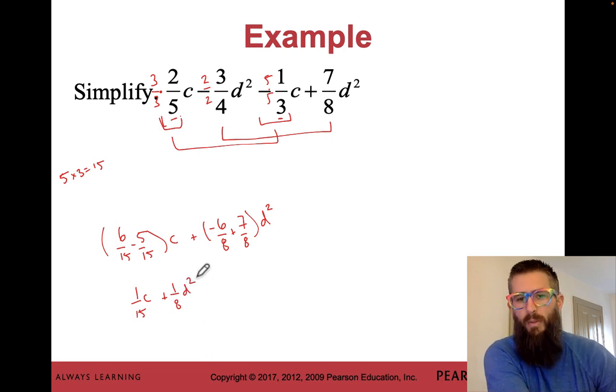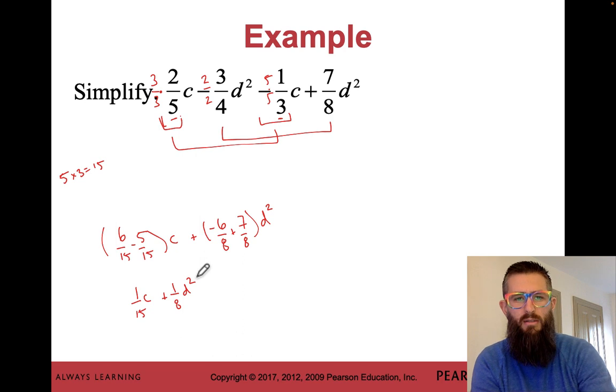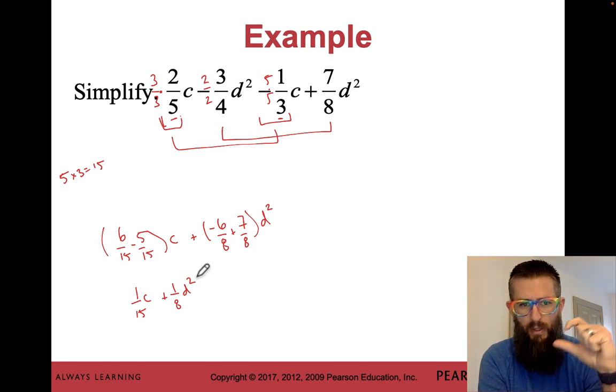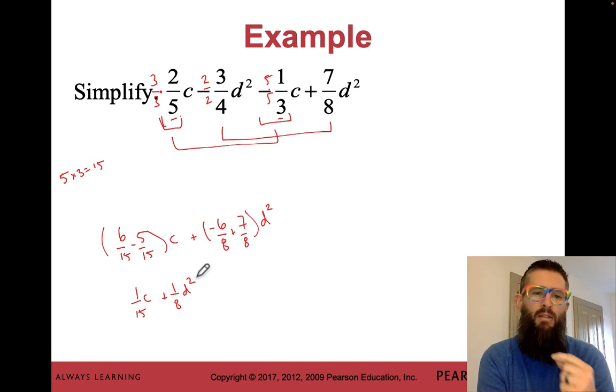So this problem is a little bit more complex just because of the sheer fact that it included fractions. So just remember, once you identify the like terms, you're going to need to manipulate each of the numerical coefficients to make sure that they have the same denominator, so we can either add or subtract those fractions relatively seamlessly.